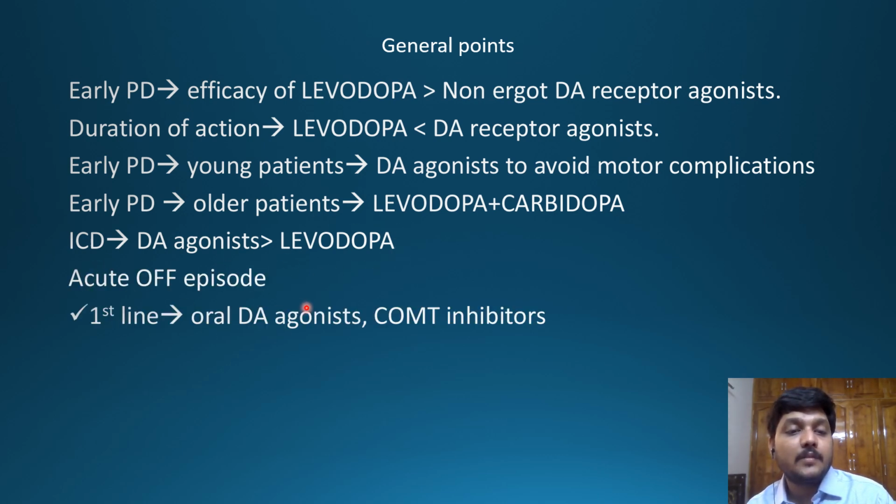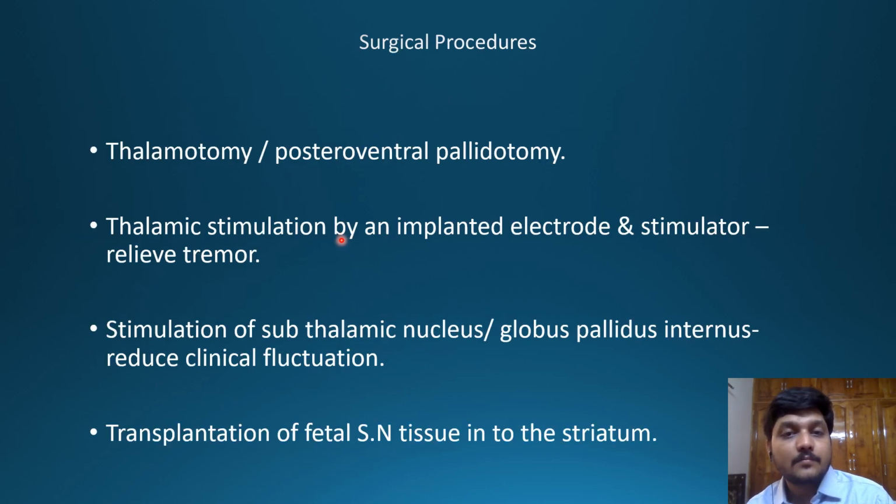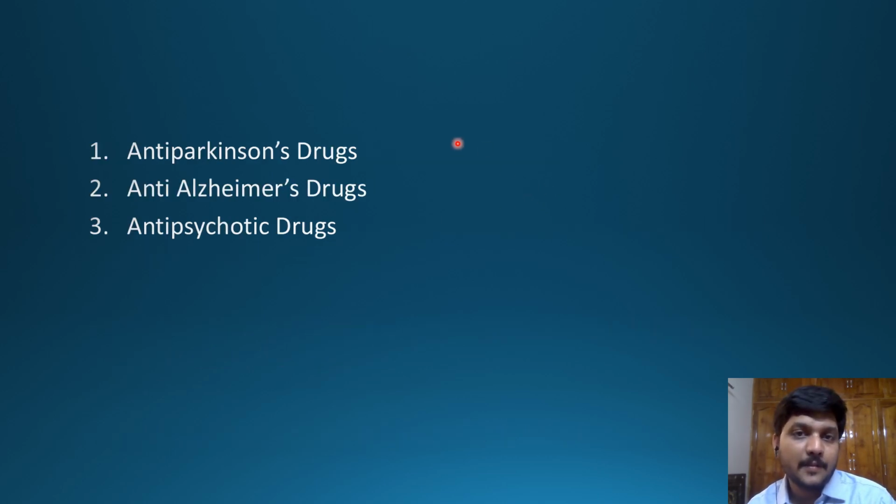For acute off episodes, the first line of therapy is oral dopamine agonists and COMT inhibitors. The next line will be subcutaneous apomorphine injection. There are surgical procedures which are under trial to treat Parkinsonism disease. When we study Parkinsonism disease pharmacotherapy, we should study Alzheimer's disease and antipsychotic drugs also. These three are somewhat overlapping for most students, so it is better to study all three diseases at a time whenever we study.